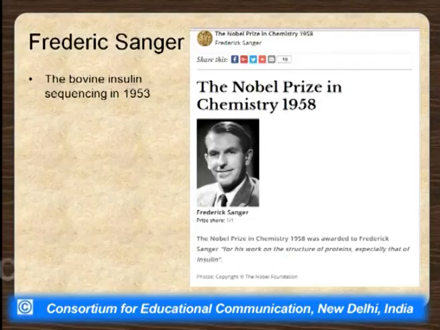So, the story of sequencing starts with Frederick Sanger, who presented the sequence of bovine insulin in 1953, and the Nobel Prize came in 1958 for his work on the structure of proteins and that of insulin.